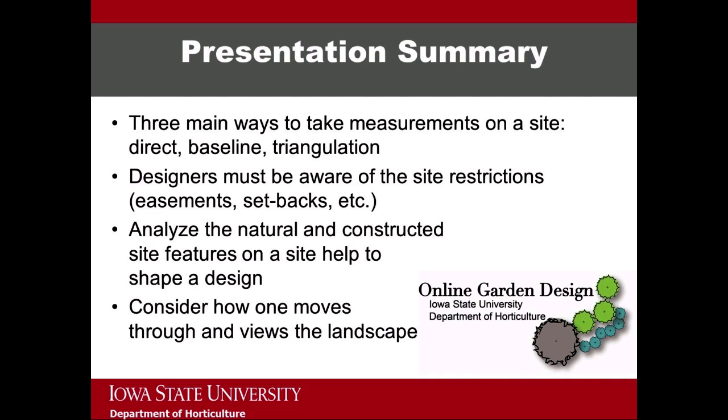This brings me to the conclusion of this presentation on documenting the site, determining what you have to work with. In summary, this presentation has highlighted the three main ways to take measurements on a site: direct, baseline, and triangulation. Also, how designers must be aware of site restrictions and analyze the natural and constructed site features to shape their design. And lastly, considering how one moves through and views the landscape.